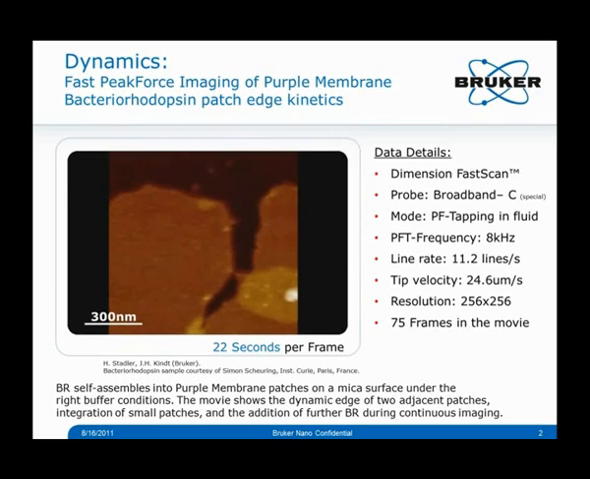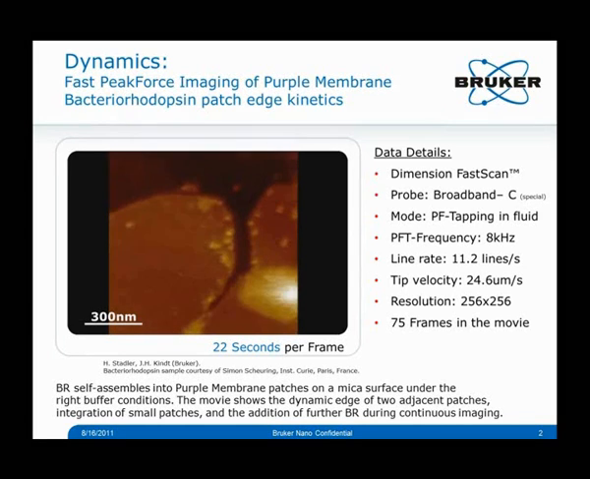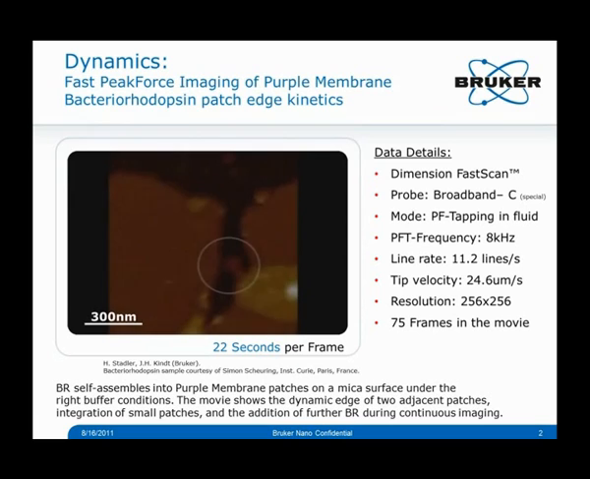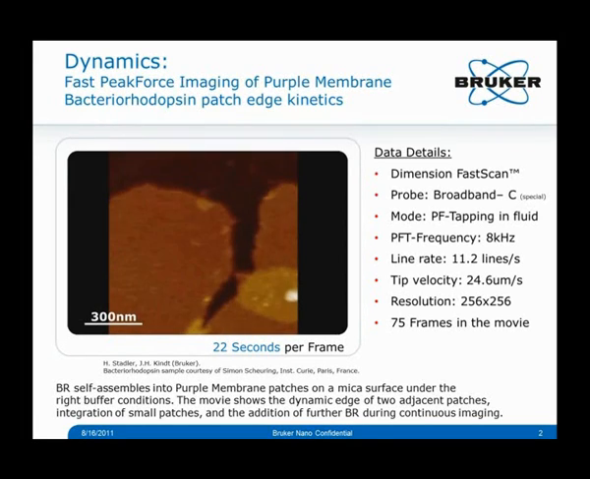Another nice thing to point out is the little white area on top of that second patch on the right-hand side. Because we don't know exactly what it is, but it is a feature, and it seems to be very static in the image. In fact, it doesn't really move around at all throughout the process of taking this little movie, which really shows the good stability provided by the FastScan system to take these movies.